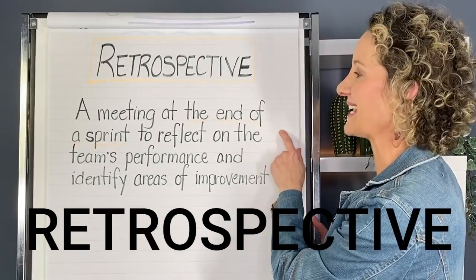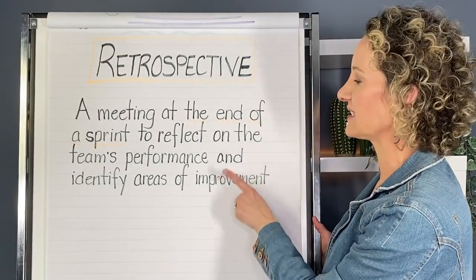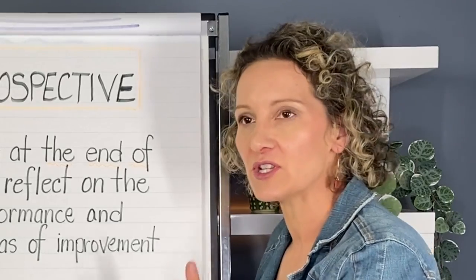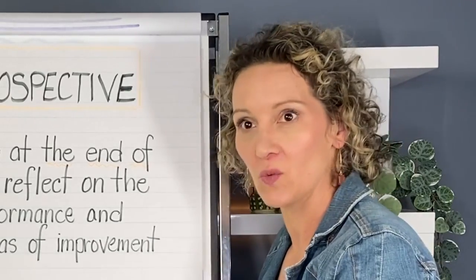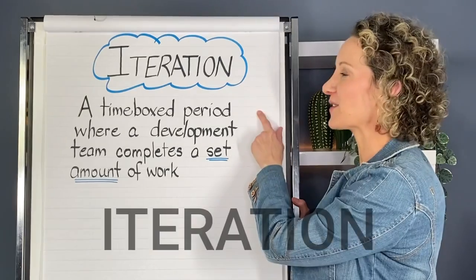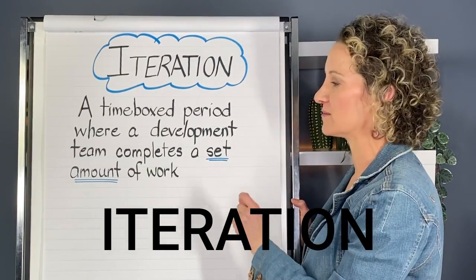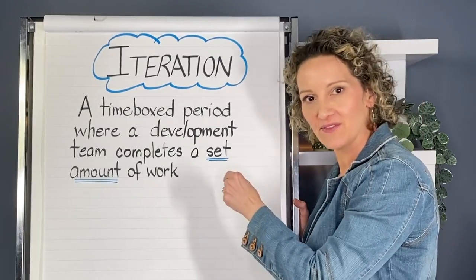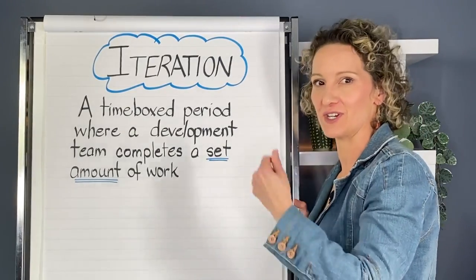Retrospective. This is a meeting at the end of a sprint to reflect on the team's performance and identify areas of improvement. So this is when you're looking at what went well, what didn't go well, so that you can make adjustments and changes for the next sprint. Iteration, a time boxed period where a development team completes a set amount of work. They complete everything and then they go on to the next iteration.